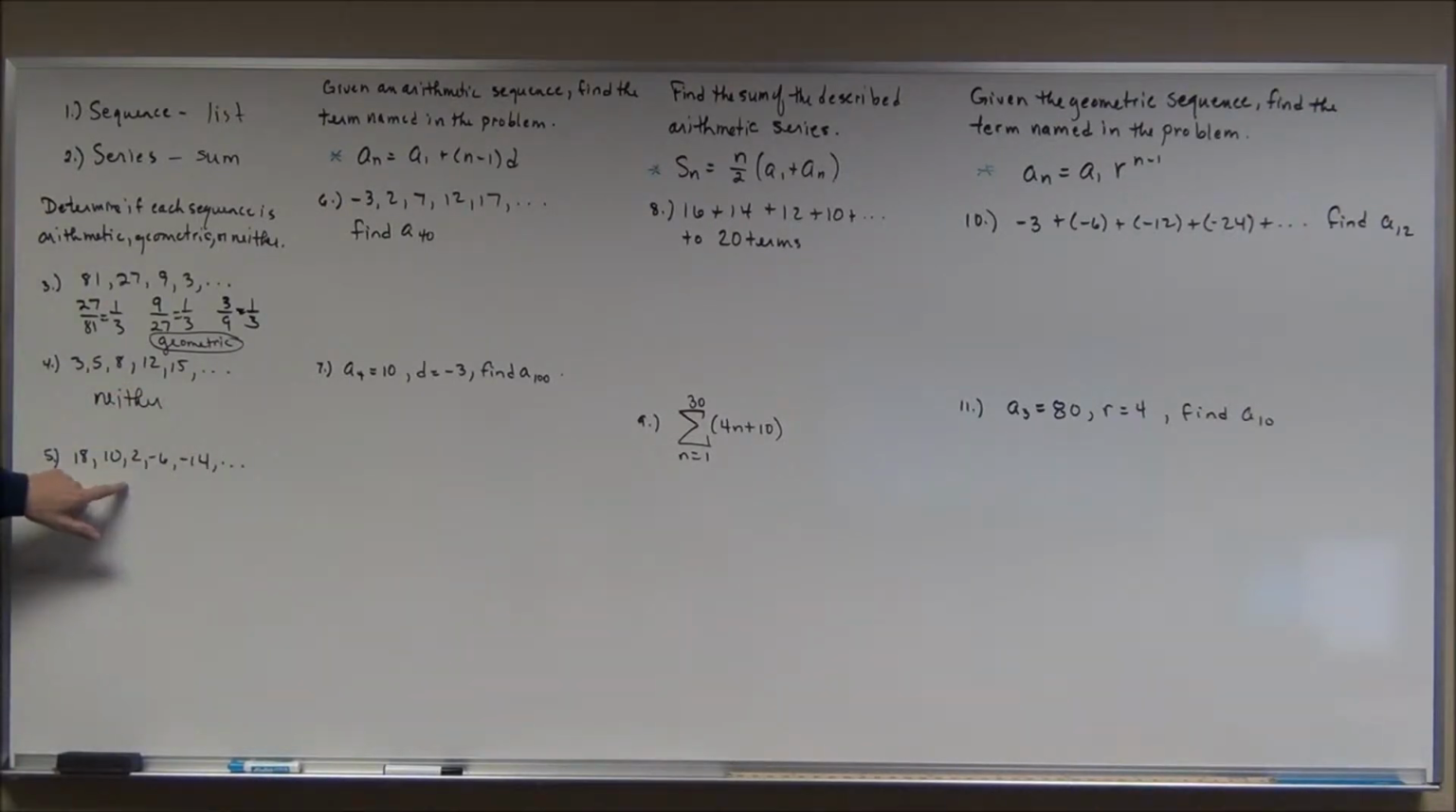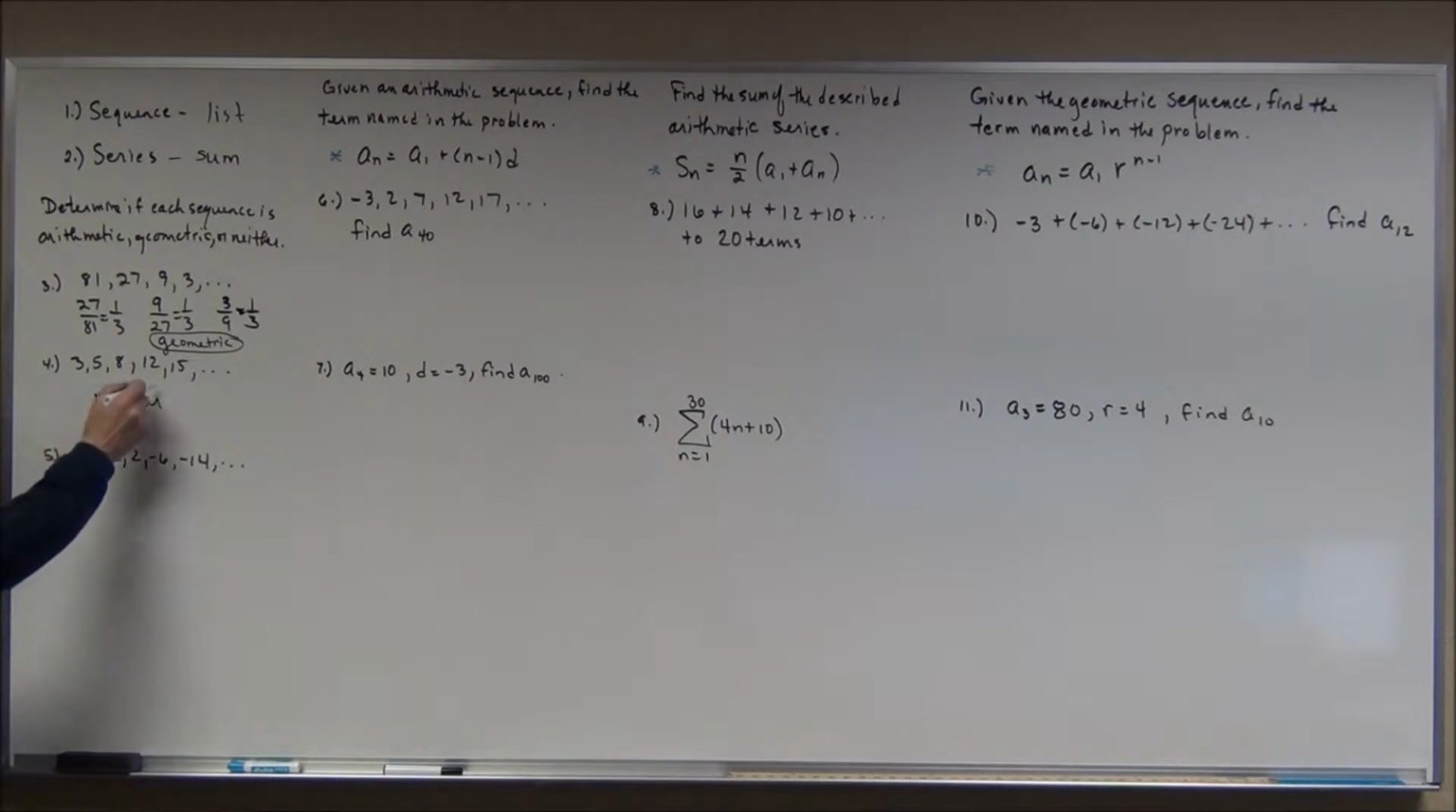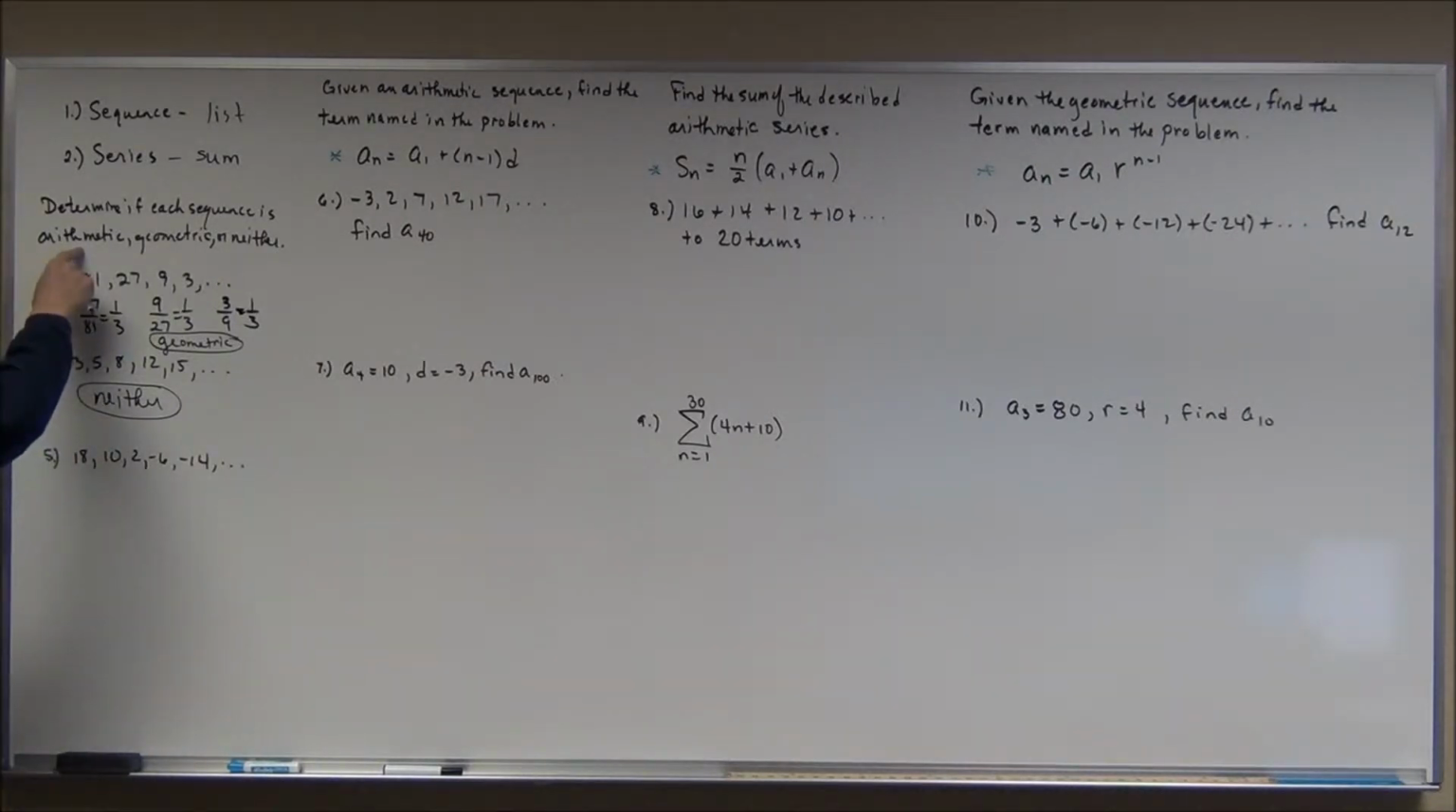Now I come down to this one. Well, we've had a geometric and we've had a neither. You figure this one probably is arithmetic. But you never know. Sometimes they try to fake you out and not have any of a particular type. So I'm going to check to see if it's arithmetic first.